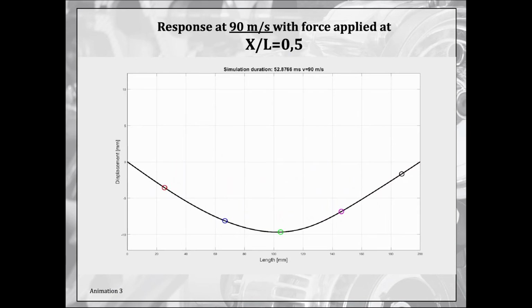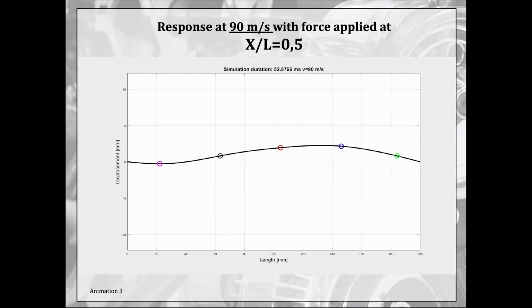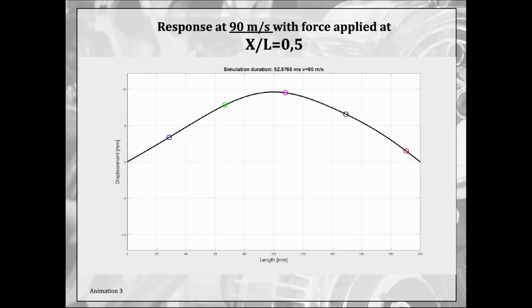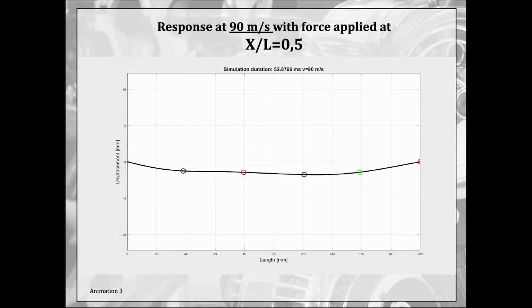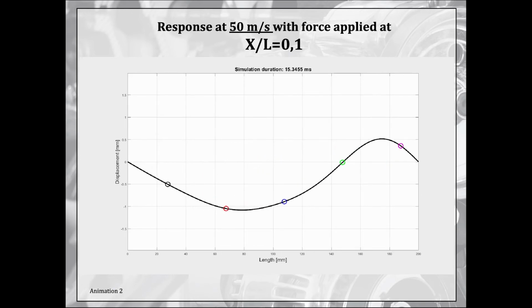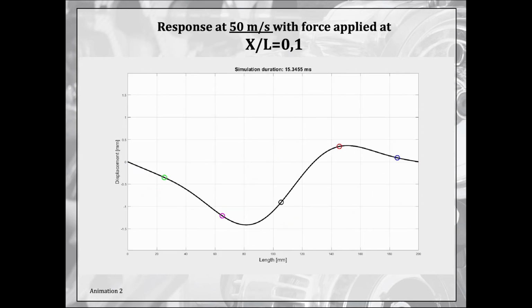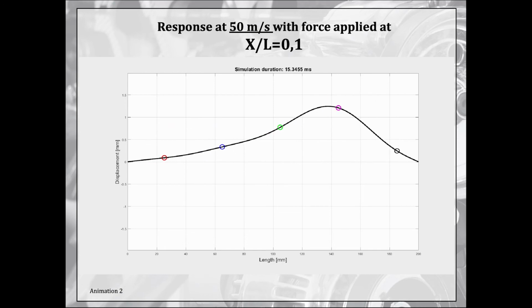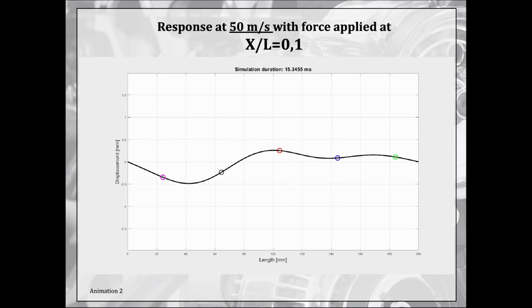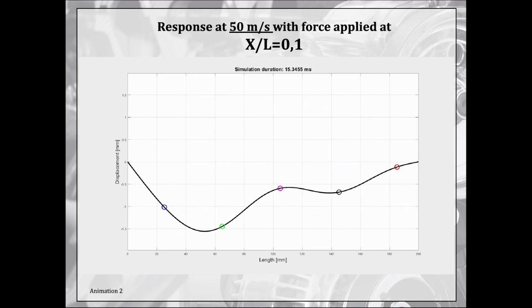Here we have the same simulation, but at 90 meters per second. And again, the colored circles represent the velocity of the belt. Here we have the response of the belt at X over L of 0.1, which is very close to the left-hand support of the belt.